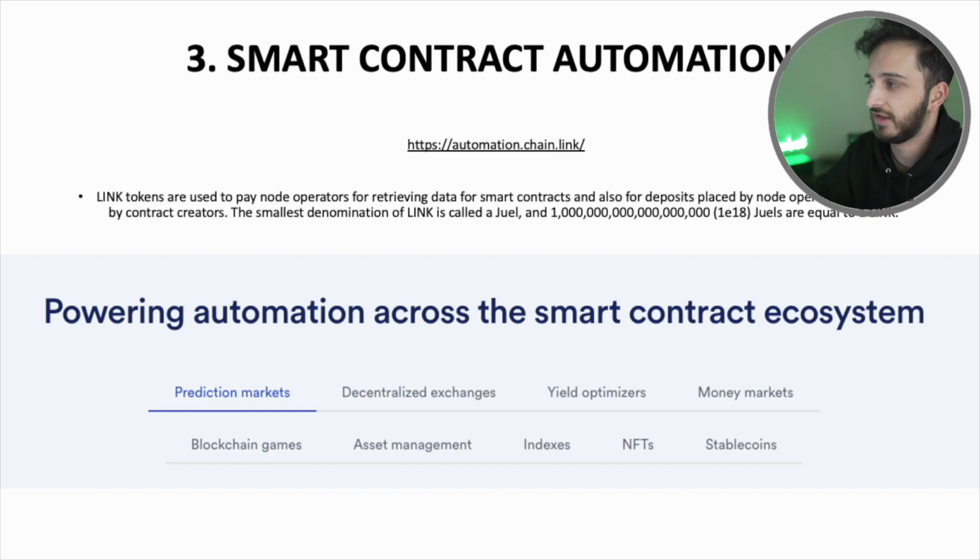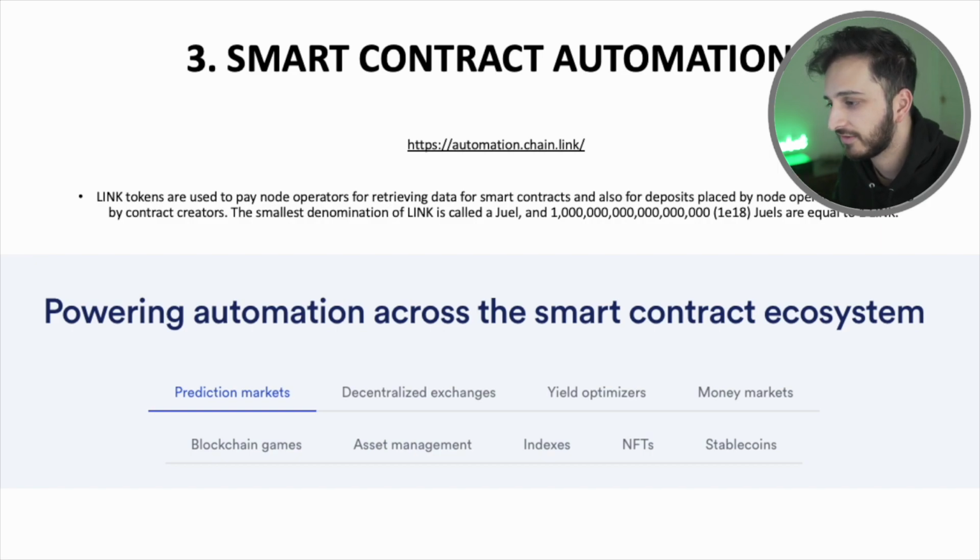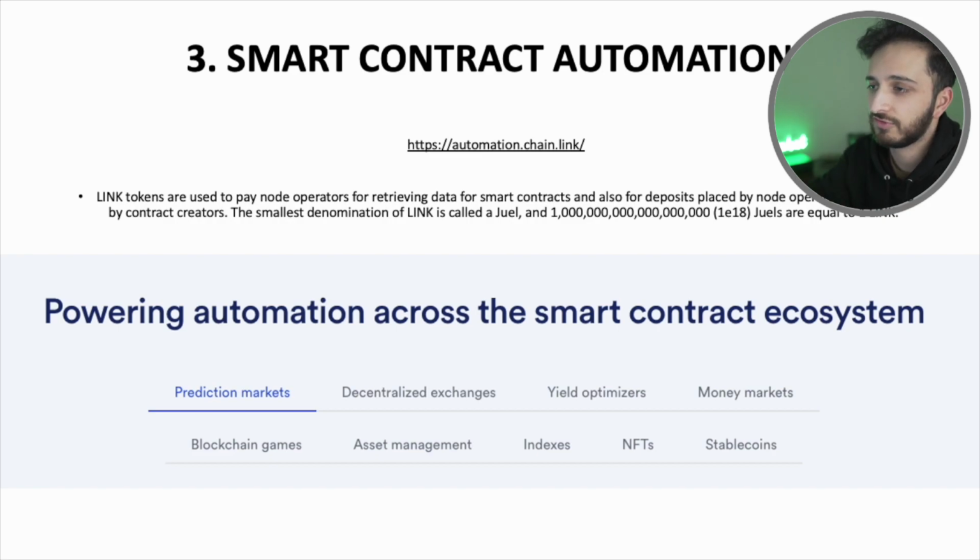If you go to this link that I've actually put there, if you're a smart contract owner, you can go there directly, you can put your link tokens in and essentially have automation across your smart contract for the oracles that you require. Now, an interesting thing is I've just written here that link tokens are used to pay these node operators that we've mentioned before, for these smart contracts, and deposits placed by node operators are required by contract creators. So these smart contract creators, they need the link tokens to pay to these node operators.